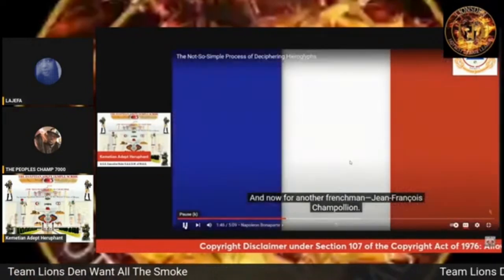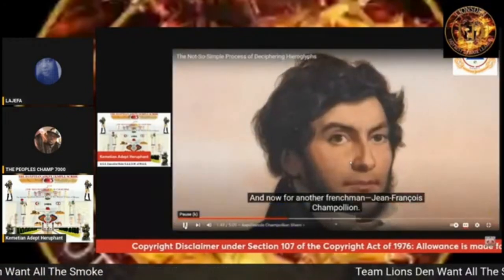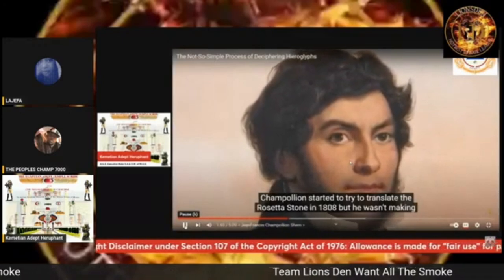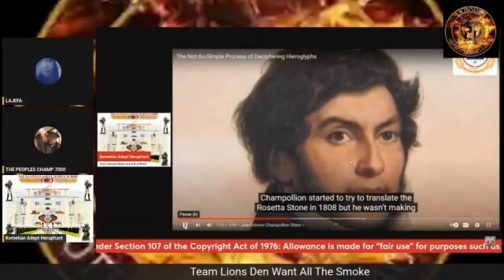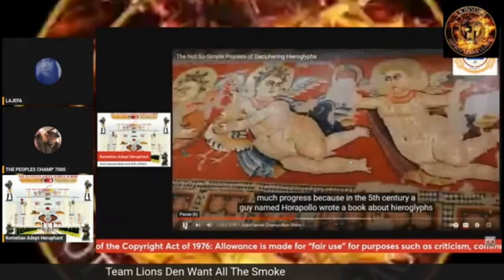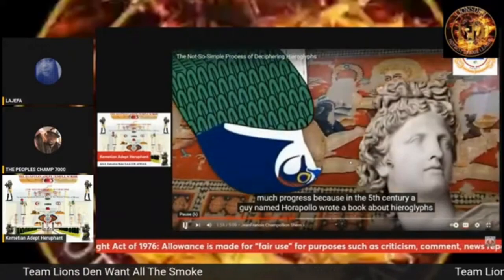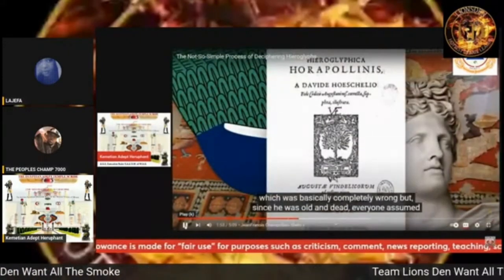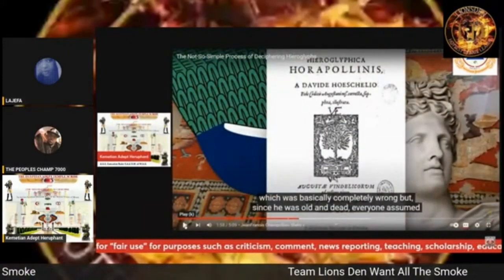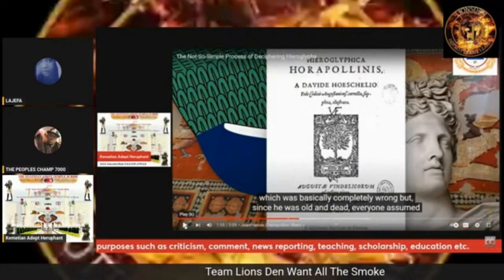And now for another Frenchman, Jean-François Champollion. Champollion started to try to translate the Rosetta Stone in 1808, but he wasn't making much progress because in the 5th century, a guy named Horapollo wrote a book about hieroglyphs. That's the guy right there, Horapollo. So he had to get Horapollo out of the way.